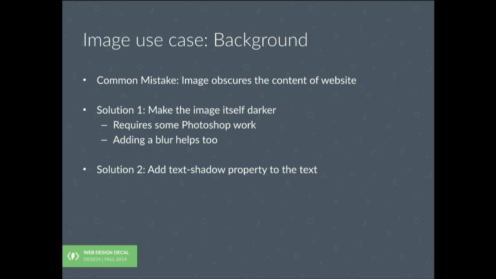then you run into an issue of contrast. Sometimes when you have a very bright image and you have a very light text, image obscures the content of your website, and the text becomes very hard to read. One way to fix this is to make the image itself darker by going to Photoshop and decrease the brightness a little bit, or adding a blur. Blurring it brings more emphasis to the content too. Or you can add a text shadow property.